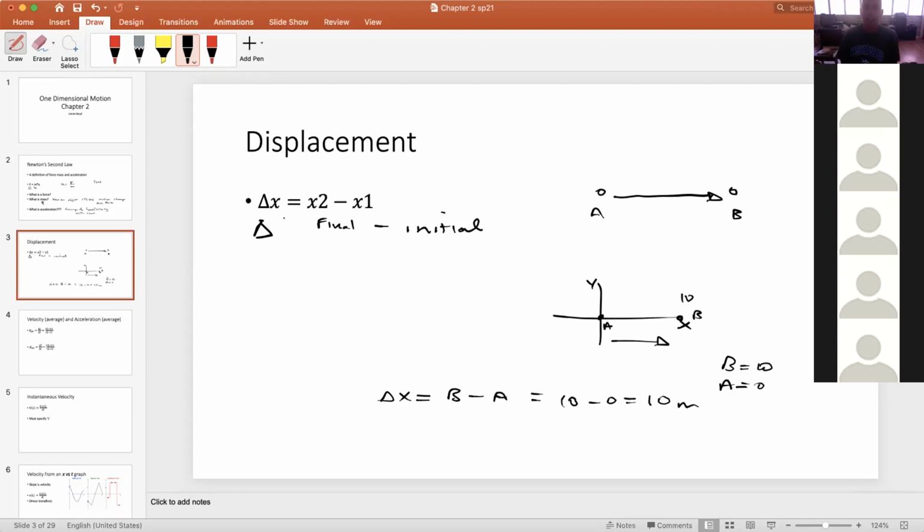All right, so that's displacement. I think you all understand displacement. The only thing to remember is that that delta, that change of X, is always final minus initial. Don't confuse that, and it's super easy to do.